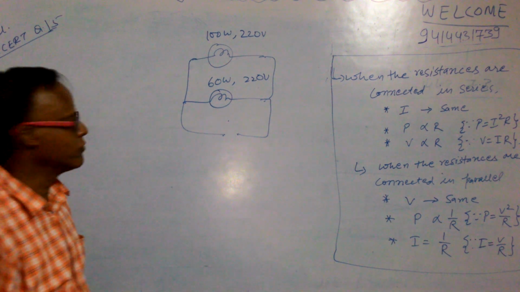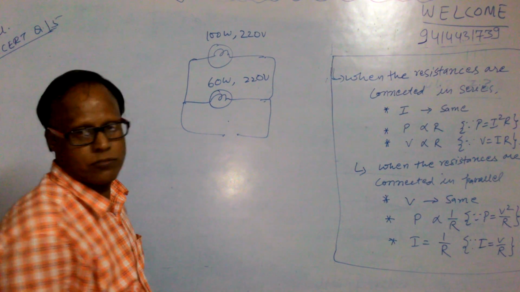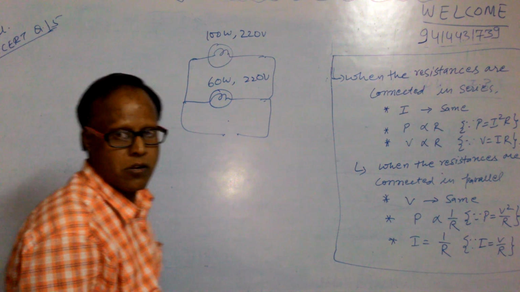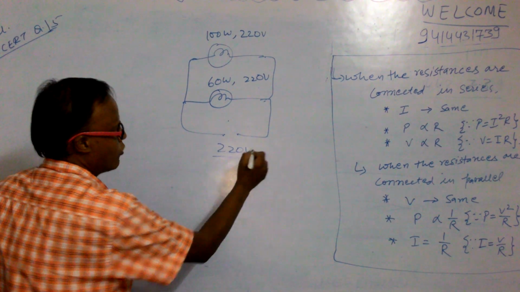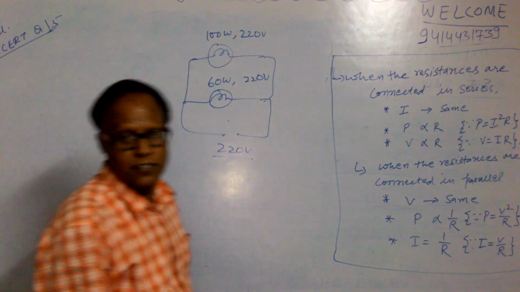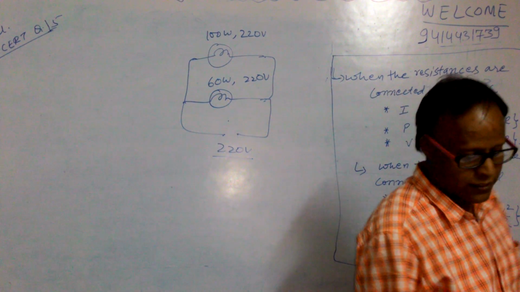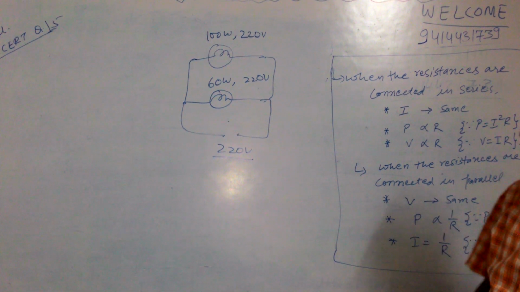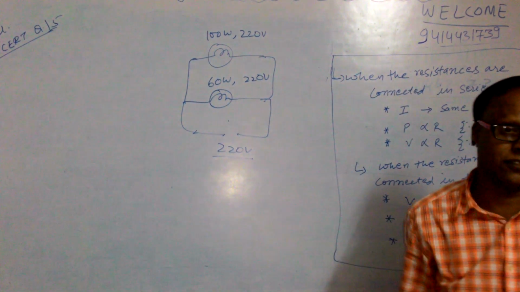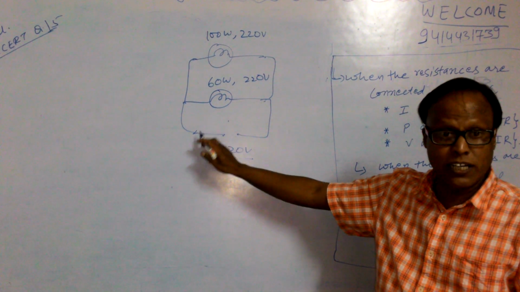What current is drawn from the line if the supply voltage is 220 volt? Our aim is to calculate the line current.